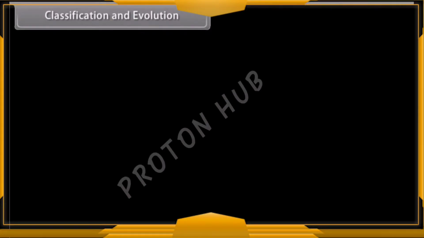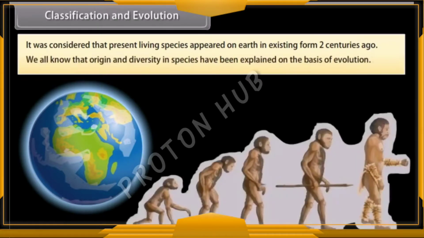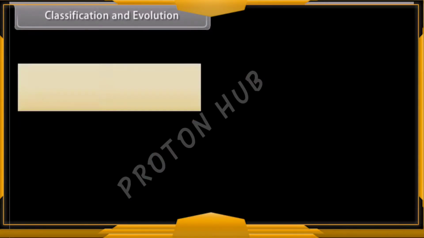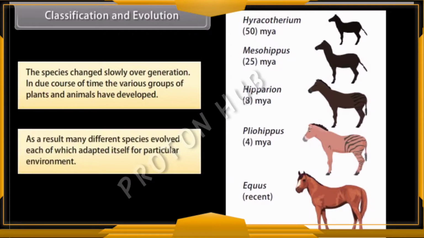Classification and evolution. It was considered that present living species appeared on Earth in their existing form from 2 centuries ago. We all know that the origin and diversity of species have been explained on the basis of evolution. The species changed slowly over generations. In due course of time, the various groups of plants and animals have developed. As a result, many different species evolved, each of which adapted itself for a particular environment.